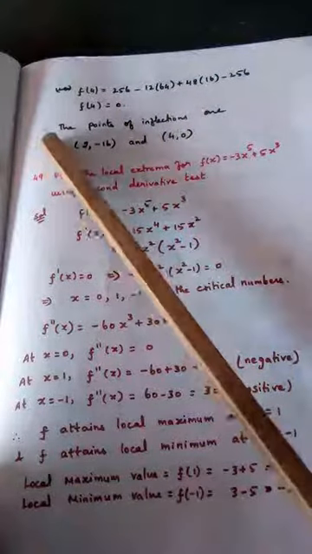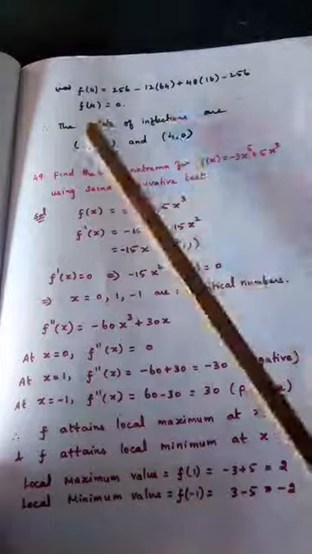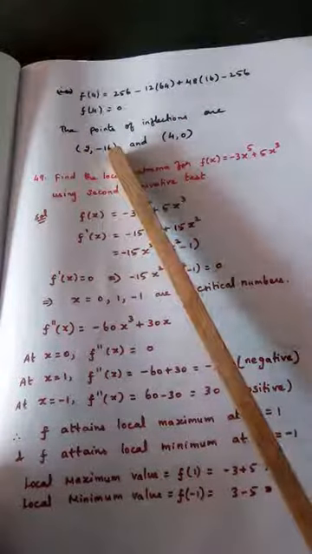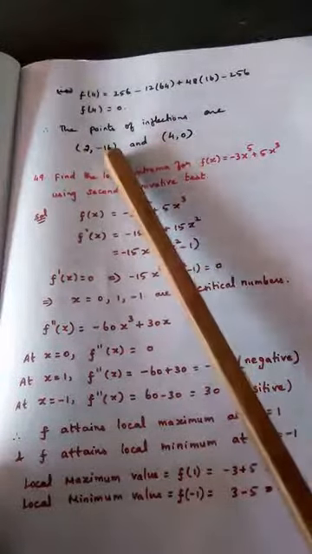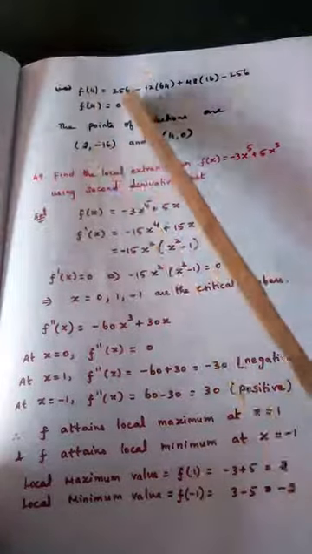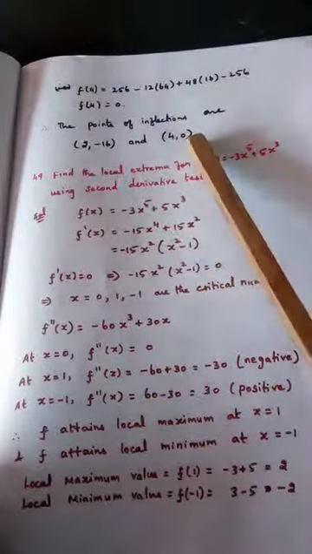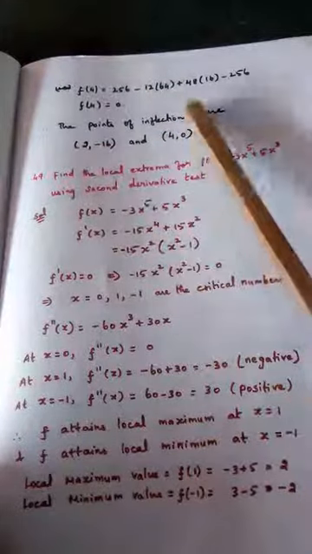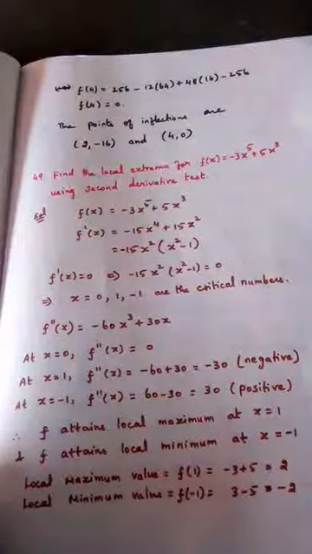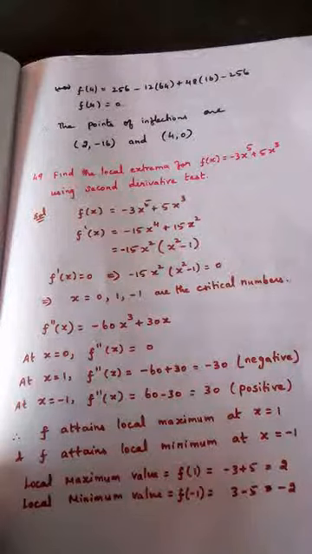So finally we are writing the answer as the points of inflection are, when I put 2, function value is minus 16. So 2 comma minus 16. When we put 4, the function value is 0. So 4 comma 0. These are the 2 points of inflection for this function. Hope you will understand how to find intervals of concavity and points of inflection.